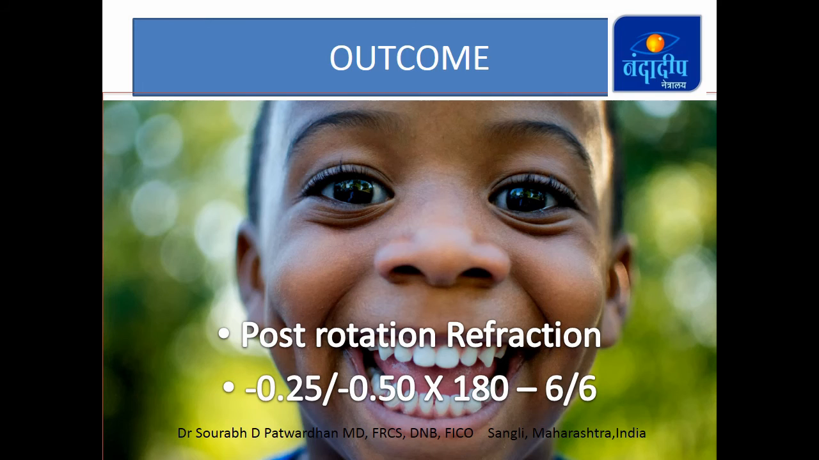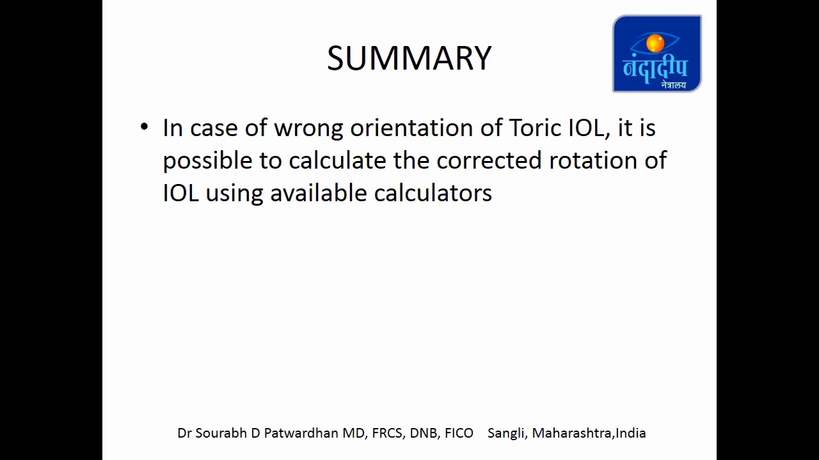We went ahead with the rotation of the IOL, and the post-operative refraction was showing just 0.5 diopter cylinder, and the patient was really happy. So in case of wrong orientation of a toric IOL, it is possible to calculate the correct rotation of the IOL using the available calculators.